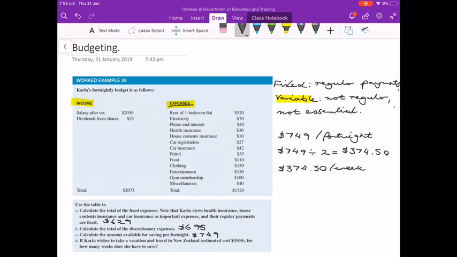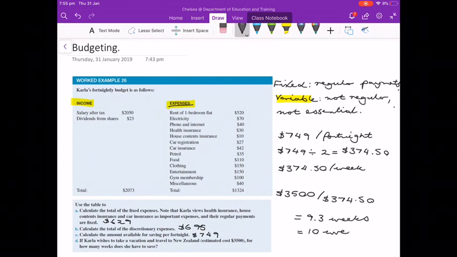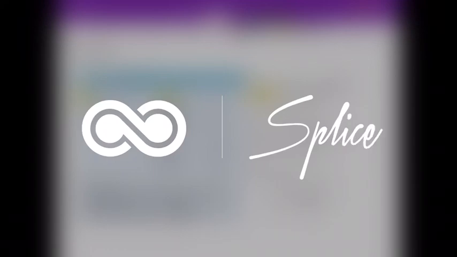How many weeks is it going to take her? Well, she wants 3,500. We're going to divide that by how much she can save per week. And the solution would be 9.3 weeks. And we're not going to do 0.3 of a week, so I would round that up to 10 weeks. So for Carla to travel to New Zealand, she'll need to save for exactly 10 weeks. And that is how you budget using income and expenses.